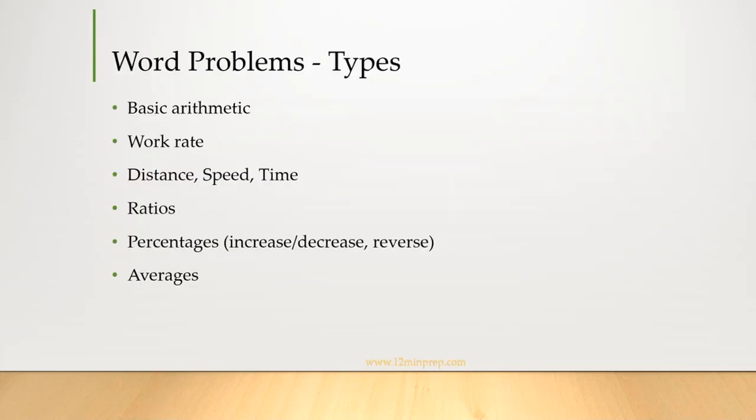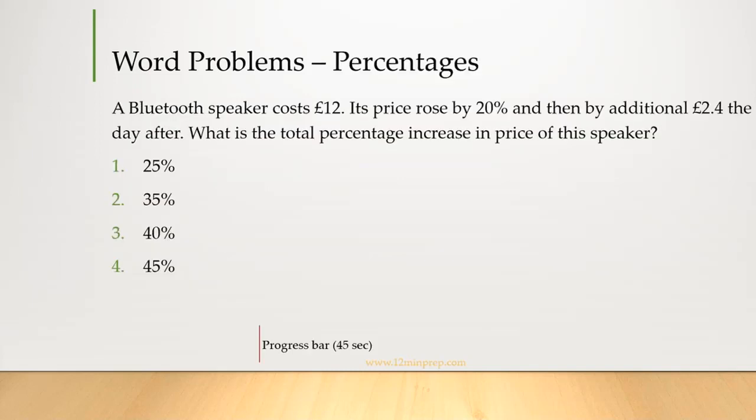Word problems are another popular question style in cognitive ability tests. They can span around multiple different concepts in math, including basic arithmetic, work rate, distance, speed, and time, ratios, percentages, and averages. Try solving the following percentages question in 45 seconds.